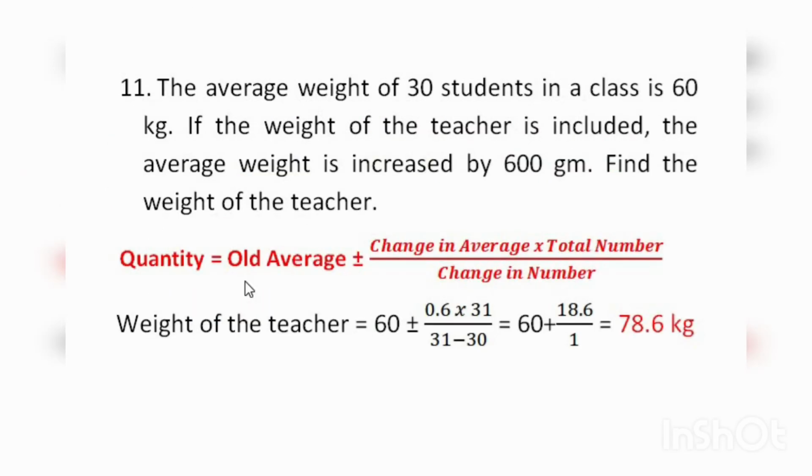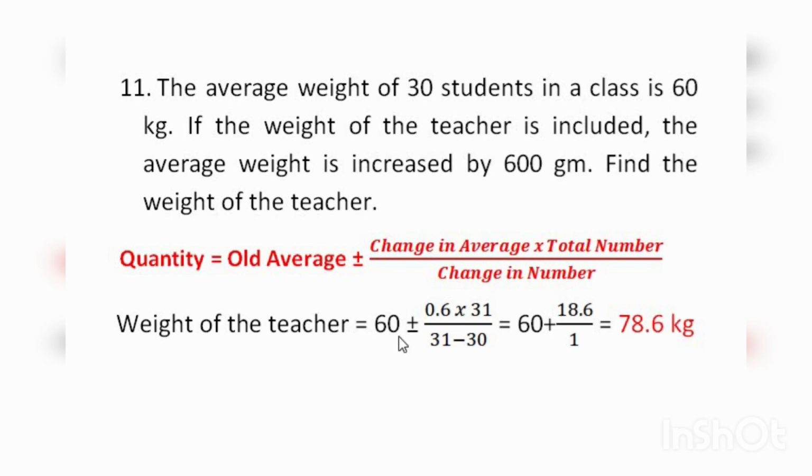Okay. 11th workout question. The average weight of 30 students in a class is 60 kg. If the weight of the teacher is included, the average weight is increased by 600 gram. Find the weight of the teacher. And we know the equation, quantity is equal to old average plus or minus change in average into total number by change in number. So this equation we can apply here. Here we have to find quantity, means we have to find the weight of the teacher is equal to old average. Old average was 60 kg. That is the average weight of 30 students before the teacher is coming, right?